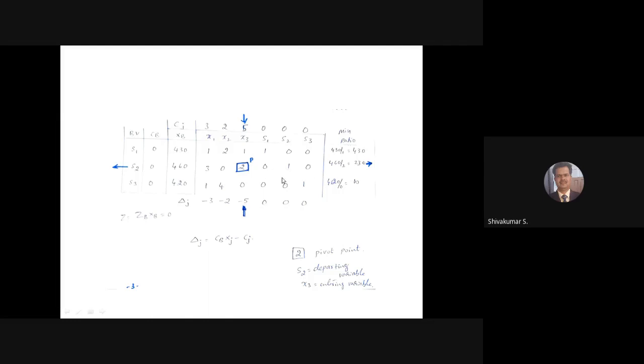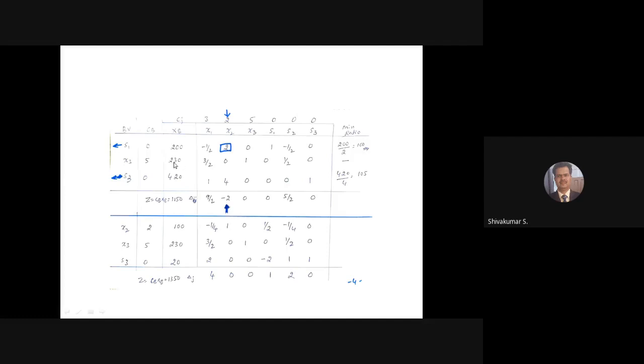Don't do it. Okay, now you got these values: 230, 3 by 2, 0, 1, 0, half. Done? This much? Okay now? Yes? Done? Yes, sir. Oh, 10:45. I'll continue. No problem. I'll continue. Okay. Shall I continue? Yes, sir. Because we complete the problem, otherwise you won't get it.